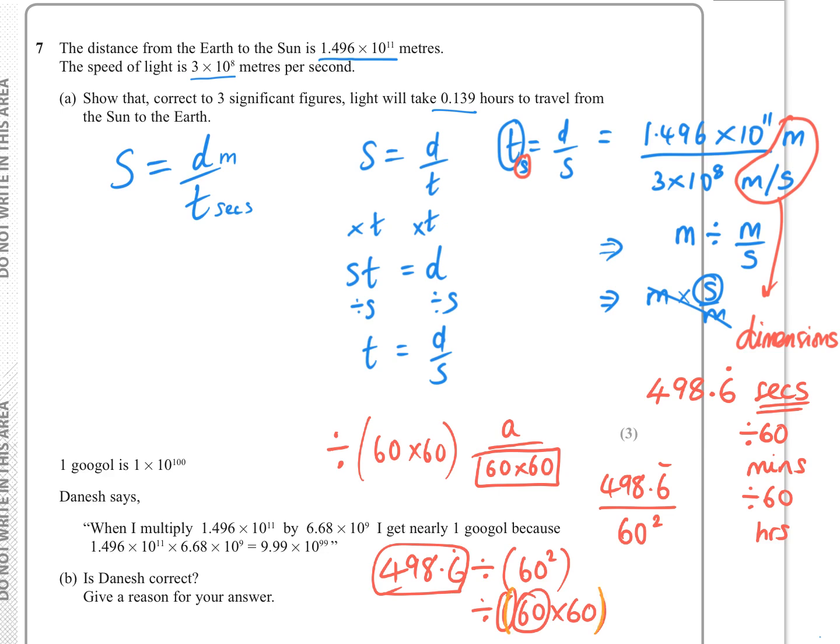So my calculator gives me 0.13851 recurring. So to 3 significant figures, I would have 0.139 hours, and that's what we've got here. So I think that first part's a bit tricky, well it was for me anyway.